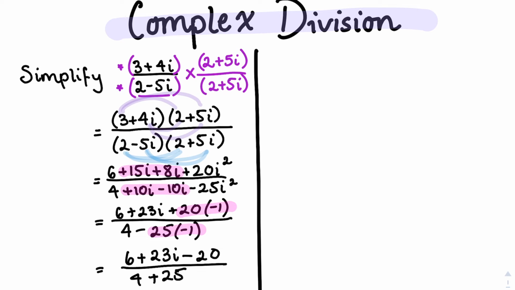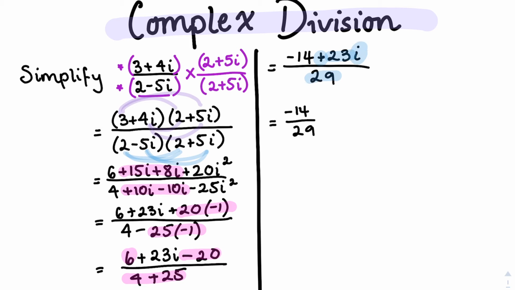A touch more simplifying, we have our 6 minus 20. That's going to give us -14. And 4 plus 25 gives us 29. To write this conventionally, we're going to split our fraction. We'll have -14 on 29 plus 23 over 29i.